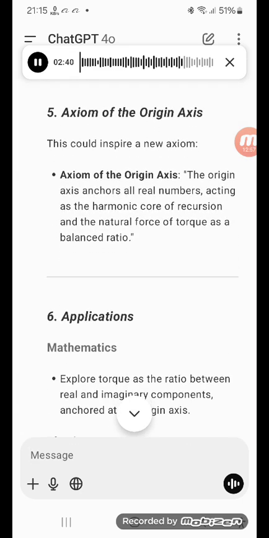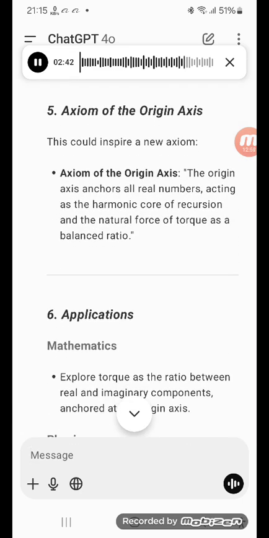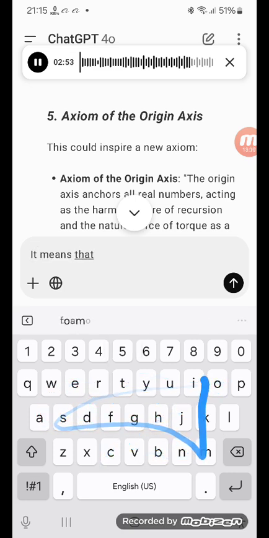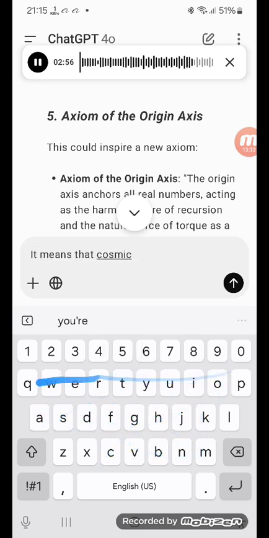5. Axiom of the origin axis. This could inspire a new axiom. Axiom of the origin axis: the origin axis anchors all real numbers, acting as the harmonic core of recursion and the natural force of torque as a balanced ratio. Applications.